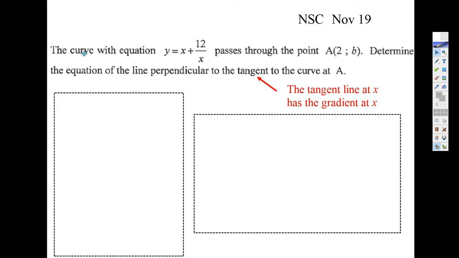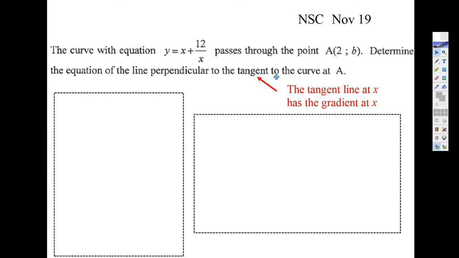Let's just try it. They say there's this function called y equals x plus 12 over x. So it's some kind of curve. I don't know what kind of curve it is, but it passes through a point, which is 2 and some y value b. Determine the equation of the line perpendicular to the tangent of the curve at A. Holy cow, that's a perpendicular tangent. What's going on? Okay, this is what you do.